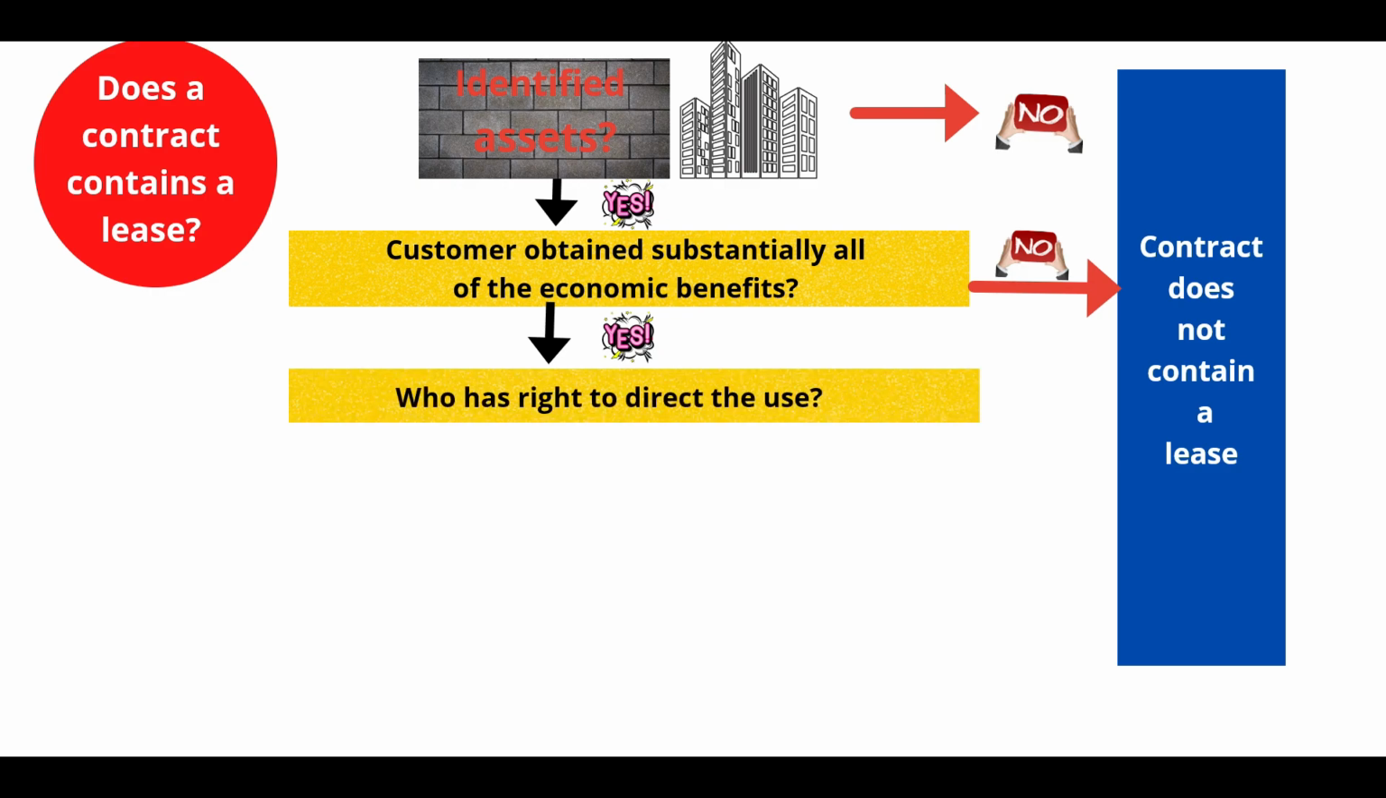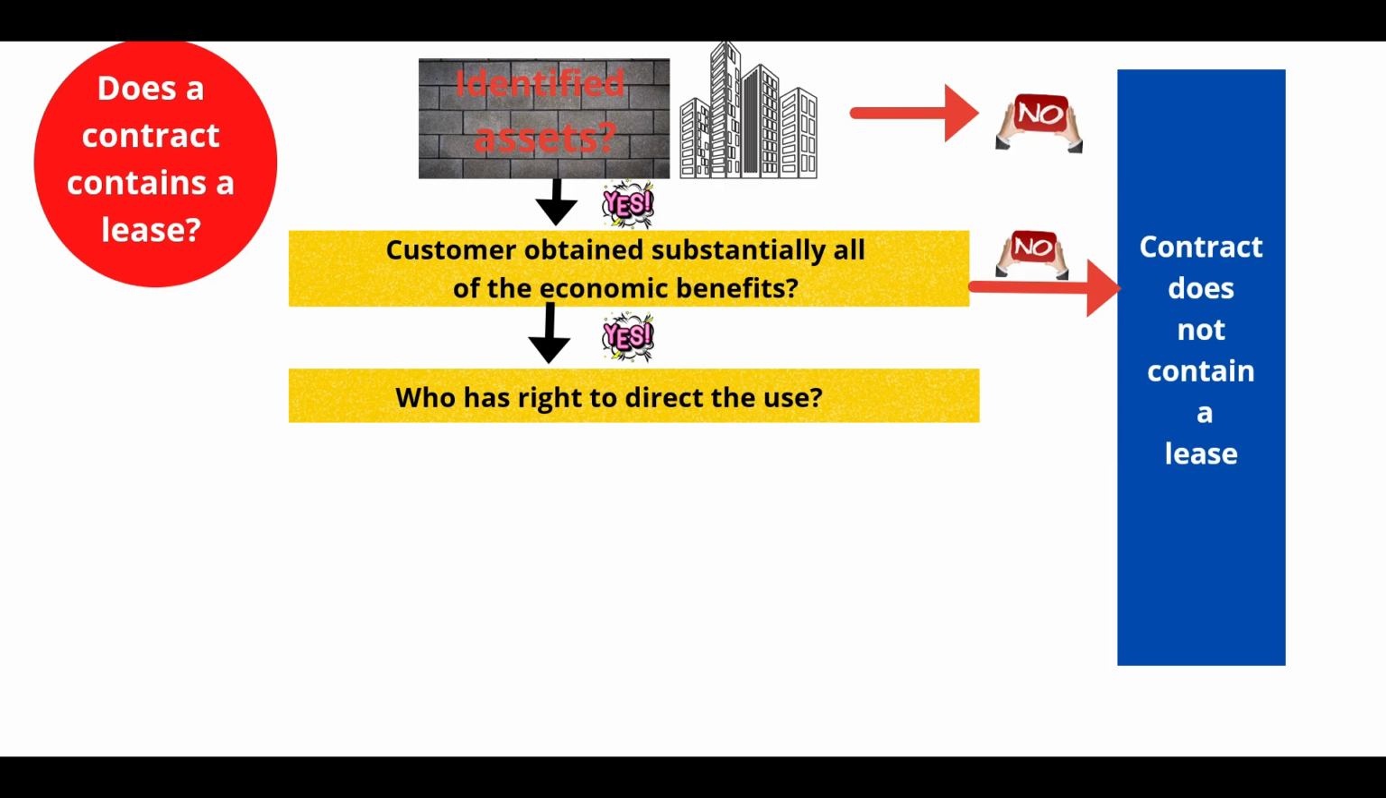The next question is who has the right to direct the use of the asset? Is it the customer, the supplier, or neither of them? In this assessment, the entity should consider the decision-making rights that are relevant to changing how and for what purpose the asset is used during the period of use. Please note that there may be some protective rights for the supplier, and these should not prevent the customer from having the right to direct the use of the asset.